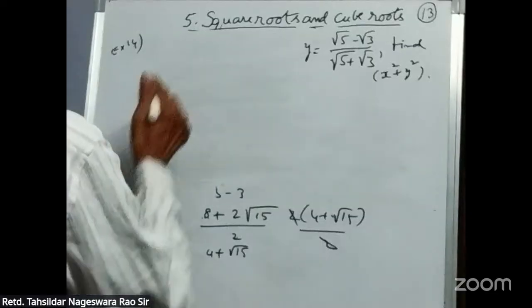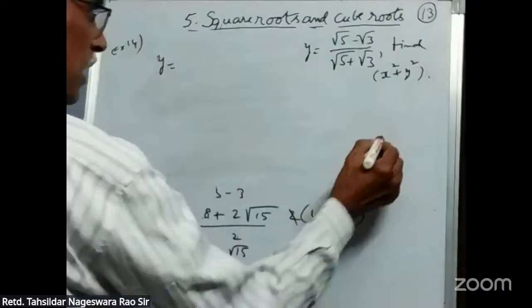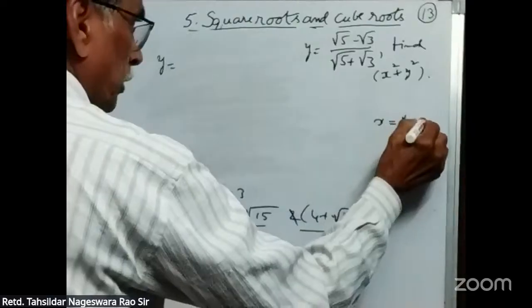Then y. Simplification of y. We take this as x. X is, we got 4 plus root 15.